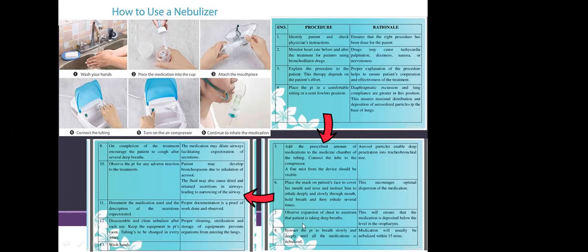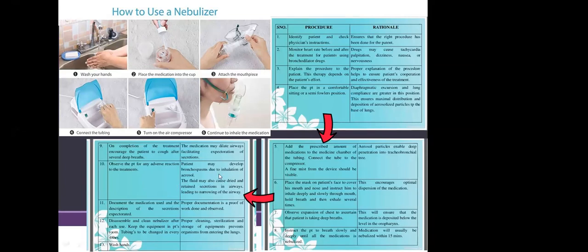And we have to observe the expansion of the chest to ascertain that the patient is taking a deep breath, and then instruct the patient to breathe slowly and deeply until all the medication is finished. It takes about 15 minutes. On completion of the treatment, we encourage the patient to cough after several deep breaths, as it may facilitate the expectoration of the secretion. Other than that, we have to observe the patient for any adverse reaction of the treatment.